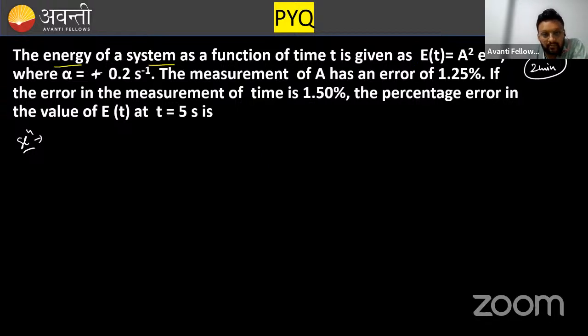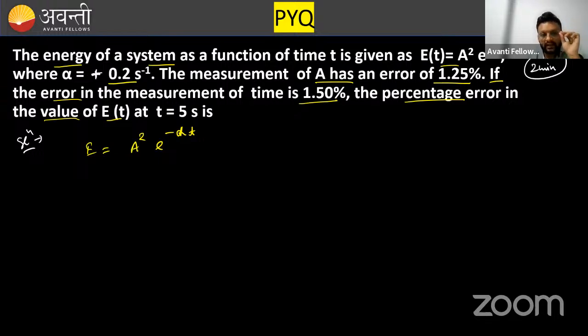Question says the energy of a system is given this much. So E is equals to A square e raised to the power minus alpha T. Okay, yeah, projectile motion. This is E. And alpha is given. The measurement of A has some error 1.25%. If the error in the measurement of time is 1.5%, the percentage error in the value of E. Okay. That means we want to calculate delta E by E into 100. That is my percentage error.